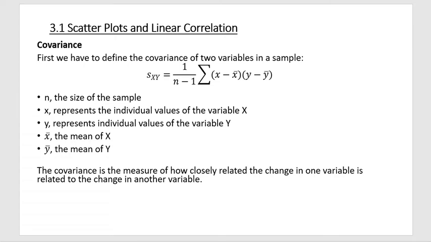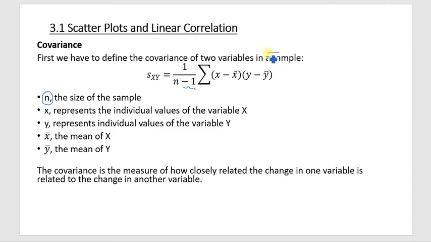Talk about covariance and correlation coefficient. So covariance, first we have to define the covariance of two variables in a sample. So what we have here is 1 over n minus 1. And when we talk about n, we talk about the sample size. Usually in statistics, we subtract 1 to get rid of any error in that sample.